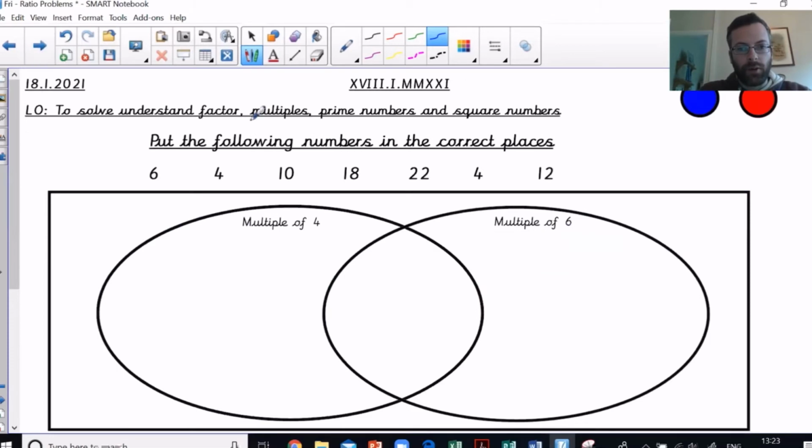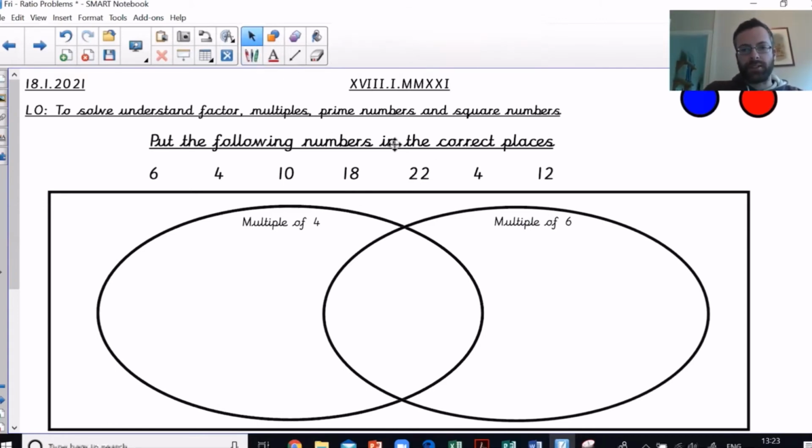So the questions that you're going to be getting today look a little bit like this. You're going to have to draw these in your book. You might want to get a cup or something and draw around it, or find something slightly circular to help you draw them. So if we get a question like this and it says, put the following numbers in the correct places, this is a Venn diagram.